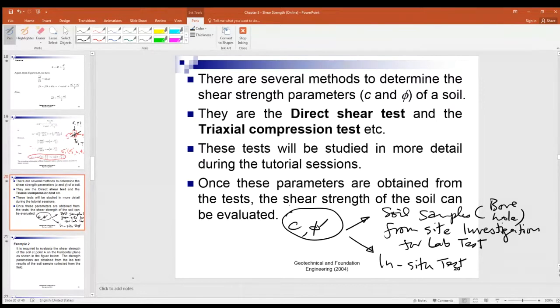Once you know the C and the phi, then you know C over tangent phi, because you know the C and also you know the phi. So you establish that straight line, right? The Mohr Coulomb envelope.